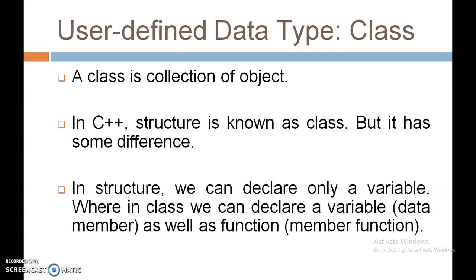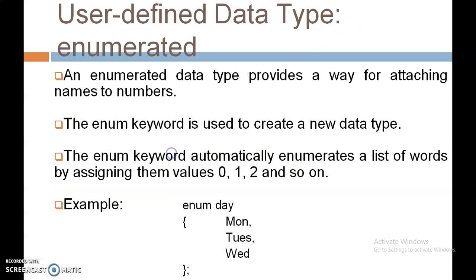Then the next user-defined data type is a class. As discussed in previous videos, a class is a collection of objects, and in C++, structure is known as a class, but it has some differences. The major difference between structure and class in C++ is that in structures we can declare only variables, whereas in classes we can declare variables as well as functions. That means we can have both data members and member functions in classes.